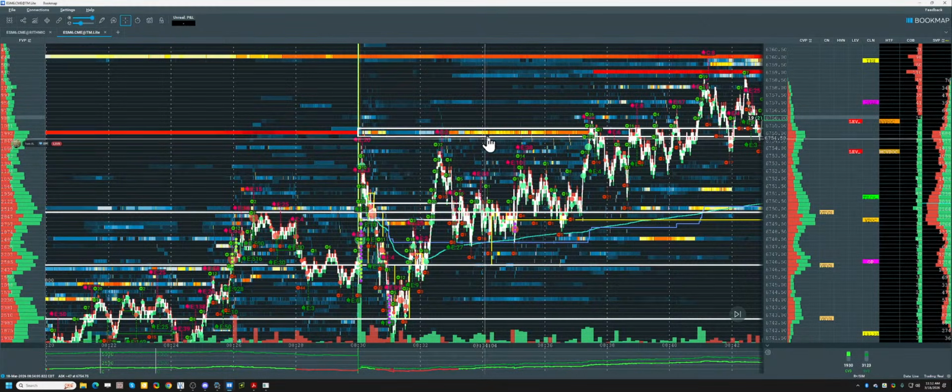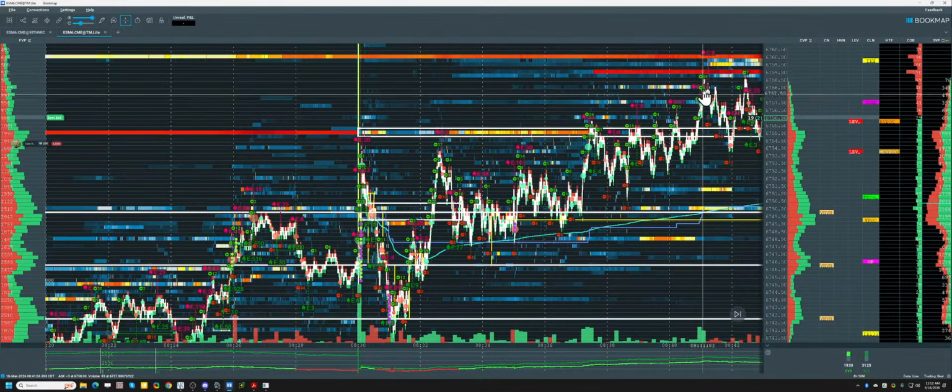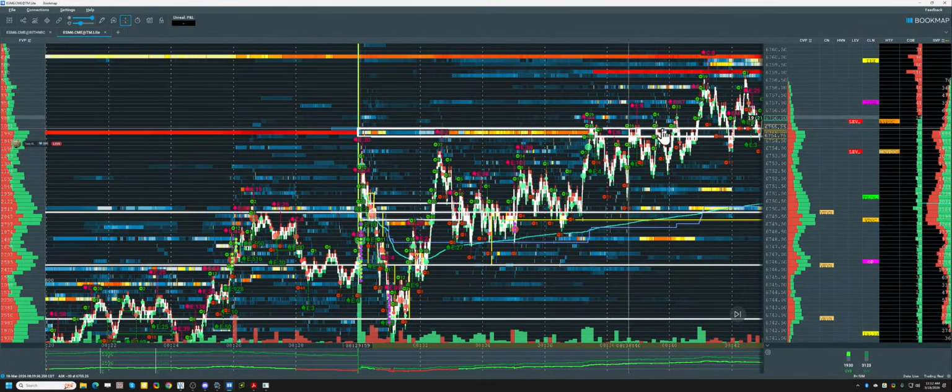So right here was my resistance. And what is this saying? See how it behaves here? When I break here, this then becomes what? Support. Maybe. Let's see what it does.